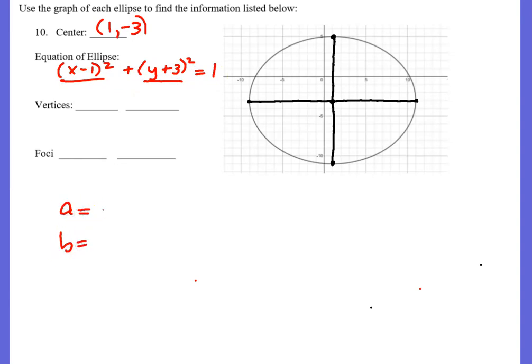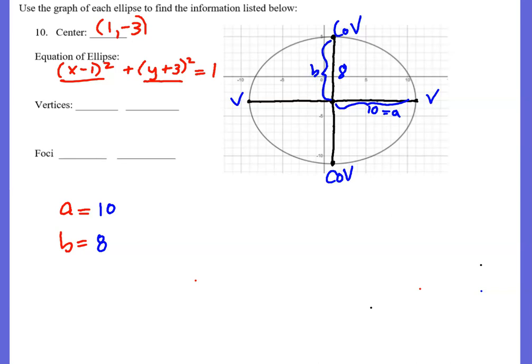A is the longer direction, so now we're going to have to count a little bit. This went from 1 over to 11, so that length was 10. This went from negative 3 to 5, so that was 8. The longer one is 10, the smaller one is 8, and the longer one is happening in the x direction. Those are the vertices, and these are the co-vertices. This is a, and this shorter distance is b.